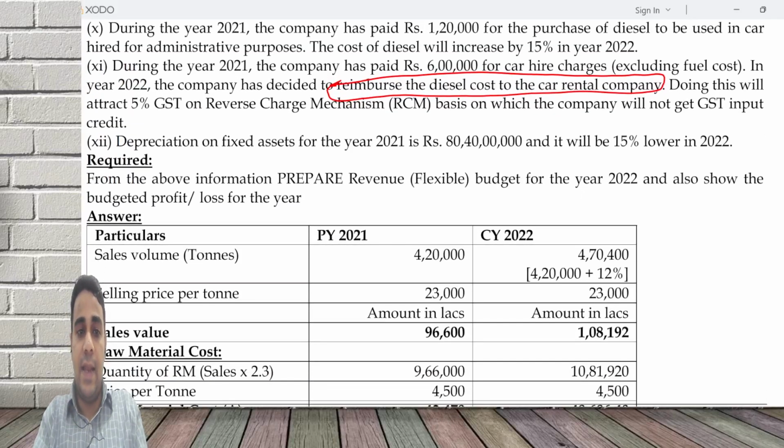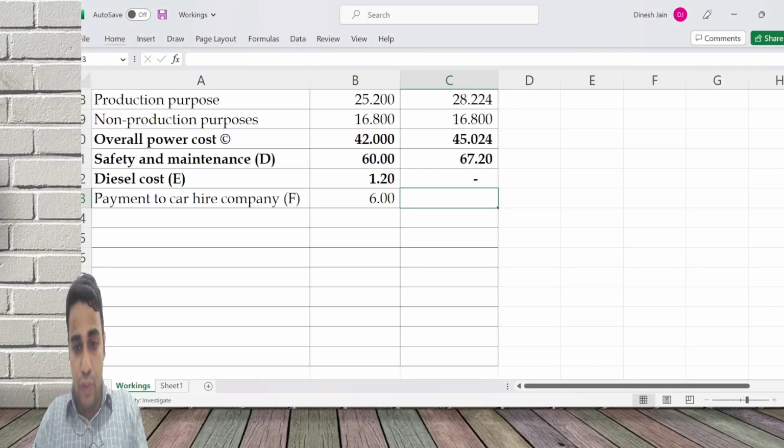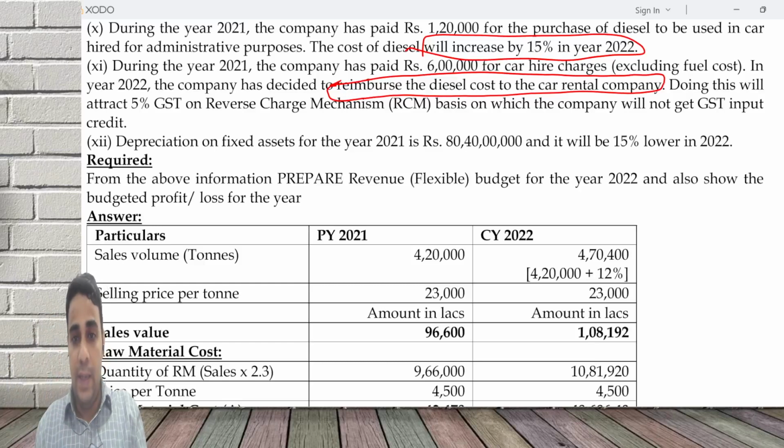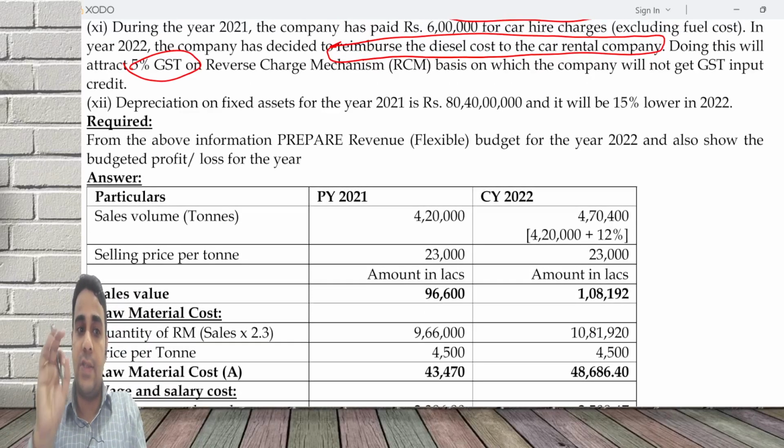I'll be paying 6 lakhs in 2021. Listen, 2020 is very critical. 6 plus 1.2. Sorry, just a minute. 1.2 plus 15%. Why plus 15%? Diesel cost will increase by 15% in 2022. This entire 6 lakh and 1.38 lakh I am going to reimburse. But the problem is, when I do this reimburse, I have to pay extra 5% GST, on which no input credit. If you don't have input credit, it is your expenditure. So you are going to pay extra 5% and you are not going to get any input credit.